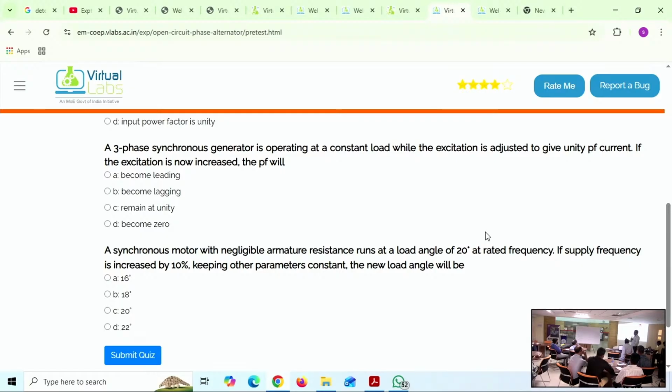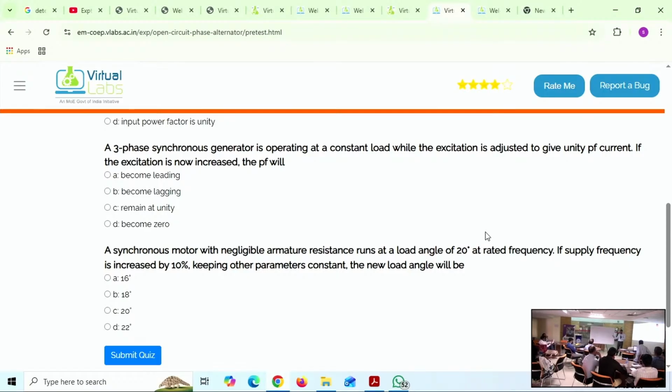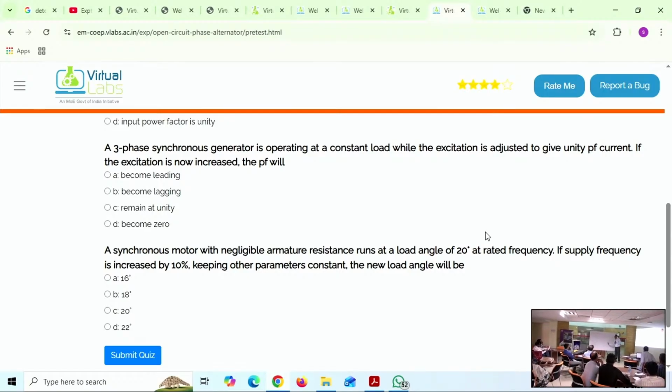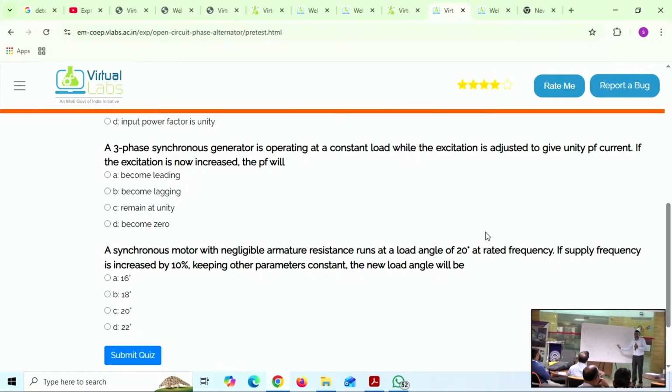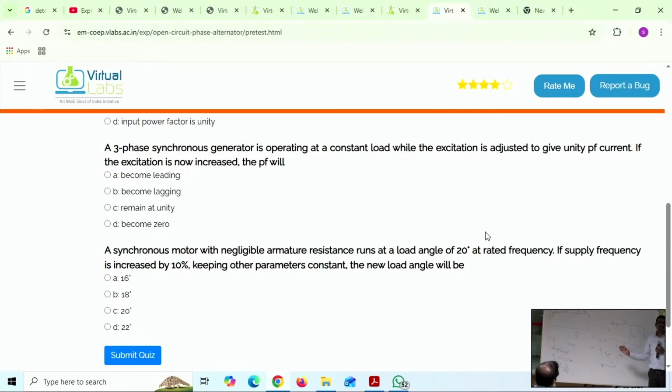Armature reaction, as you told. Again, leading or lagging? Lagging. Whatever the load is, excitation is given from unity power factor. Where will it shift, lagging side or leading side? Lagging side. It is the lagging side.